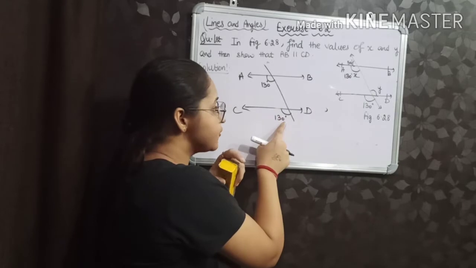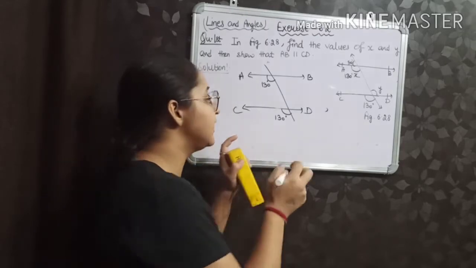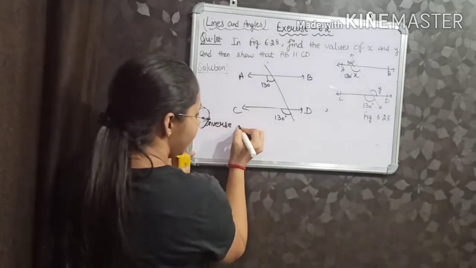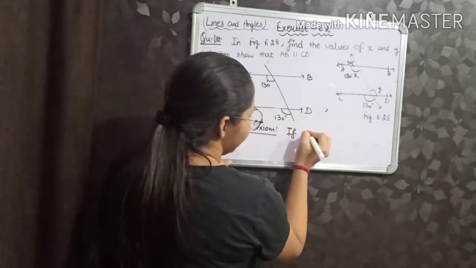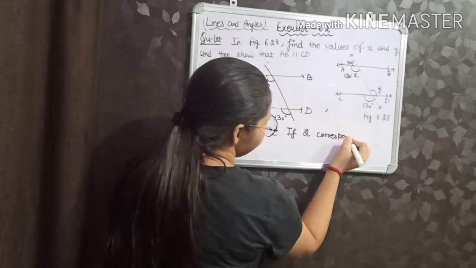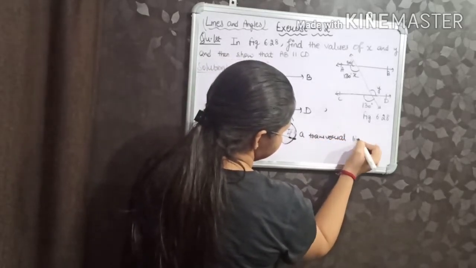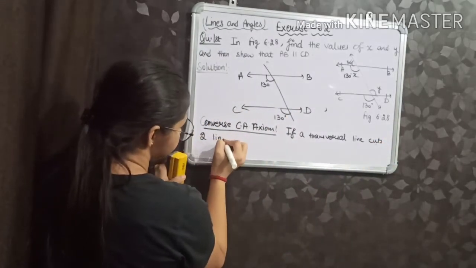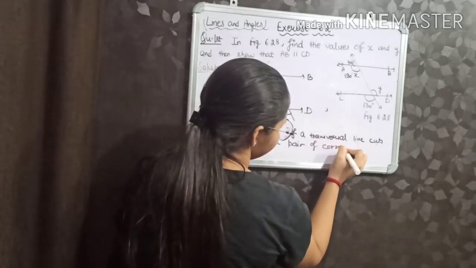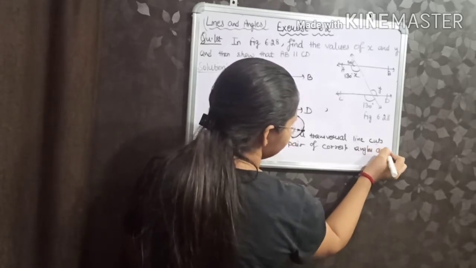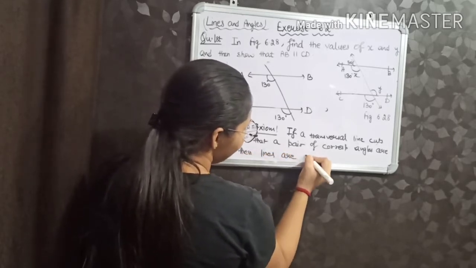So if these two angles are corresponding angles and corresponding angles are always equal, then by the converse of corresponding angles theorem, which states the converse of the corresponding angles axiom, it says that if a transversal line cuts two lines such that a pair of corresponding angles are equal, then the lines are parallel to each other.